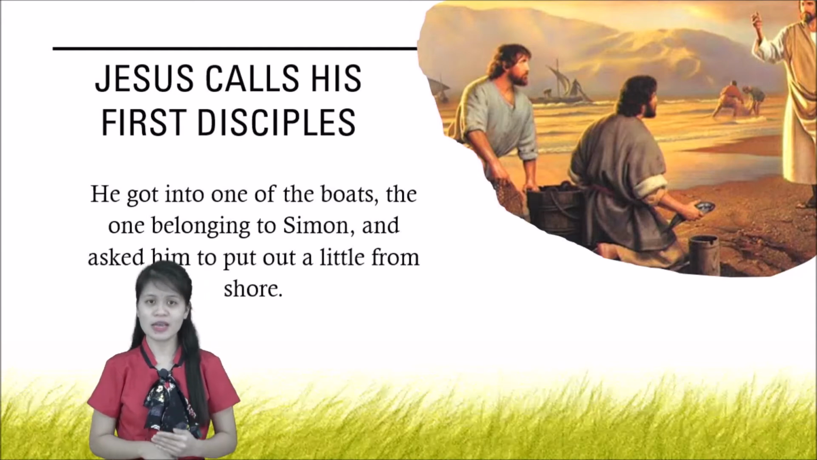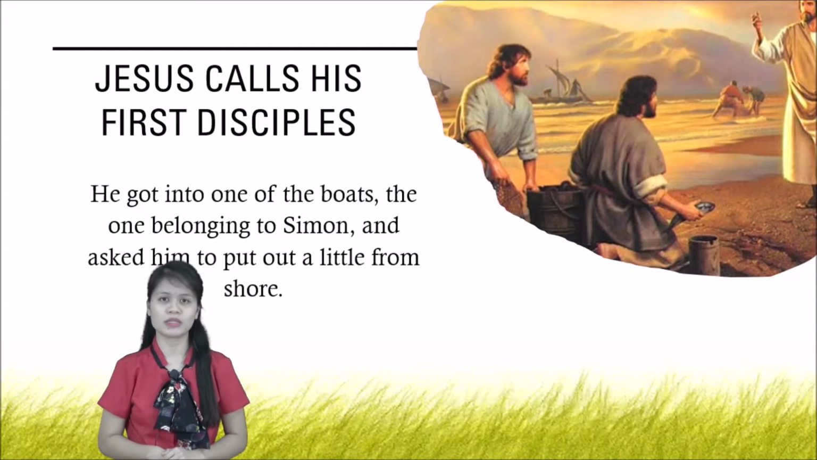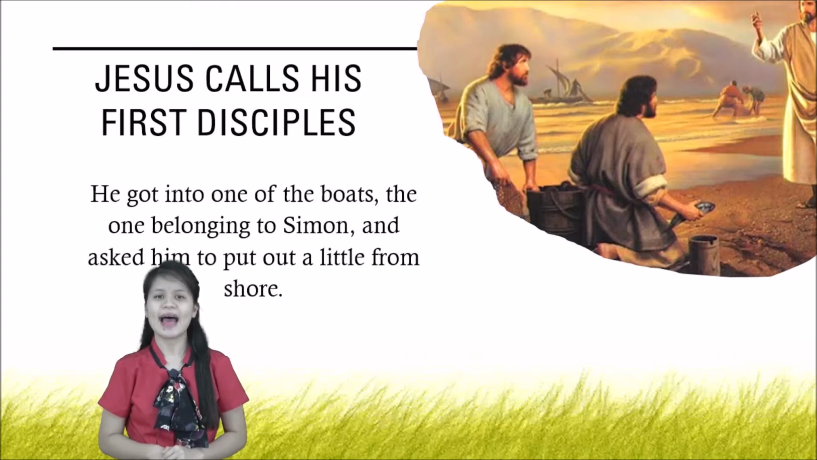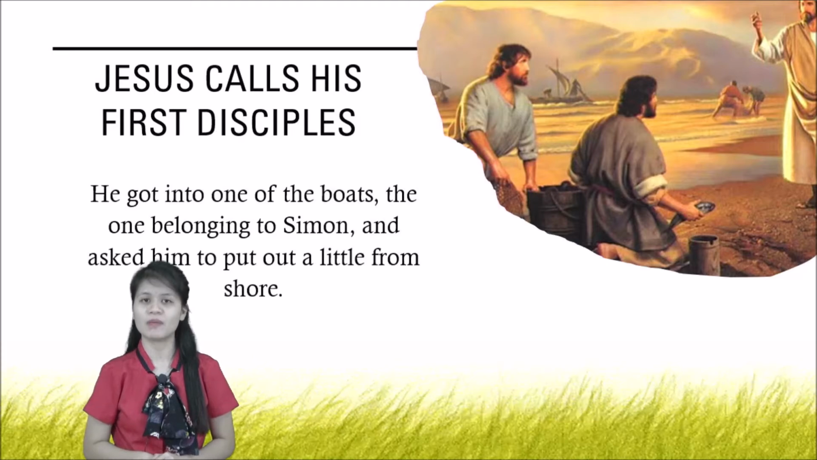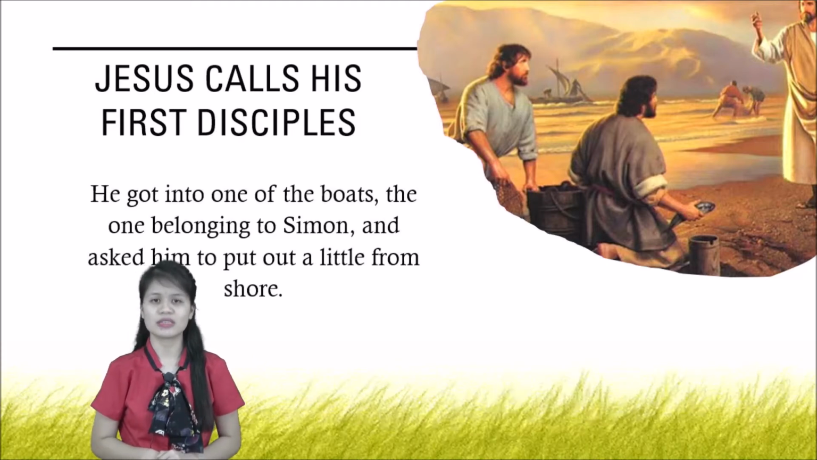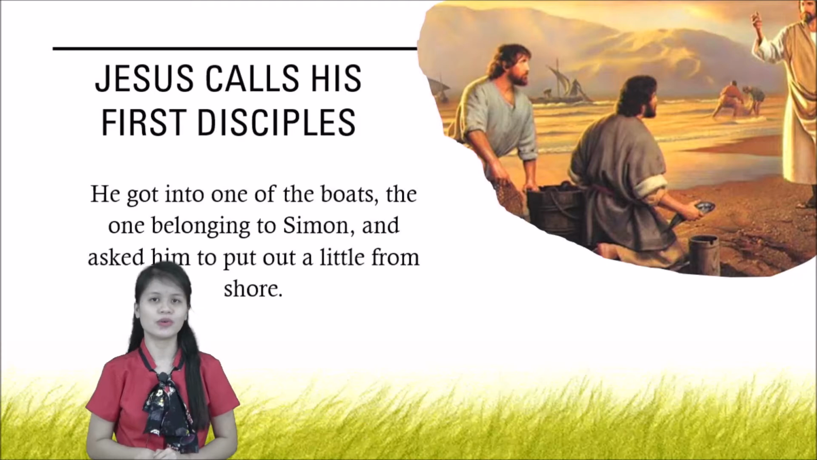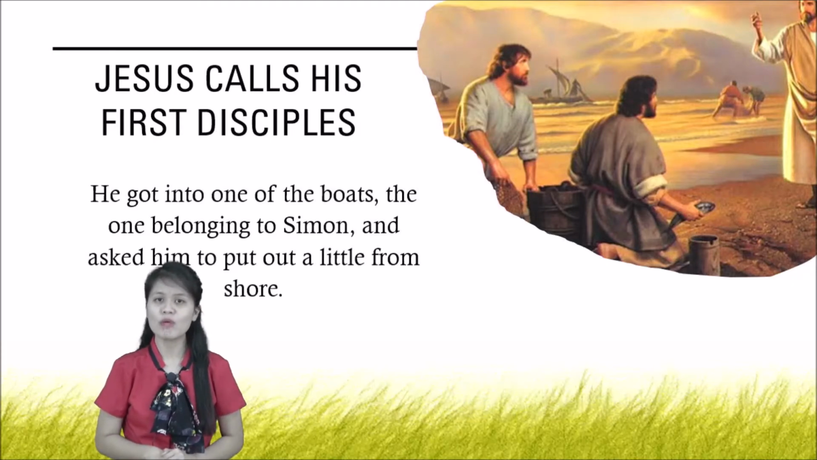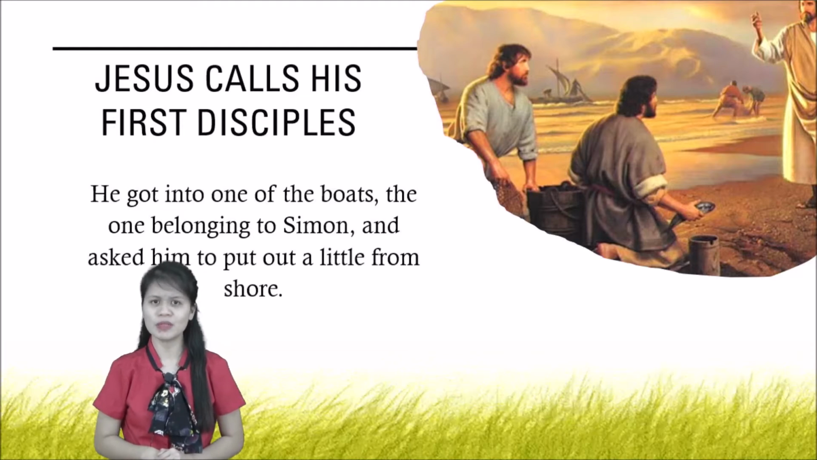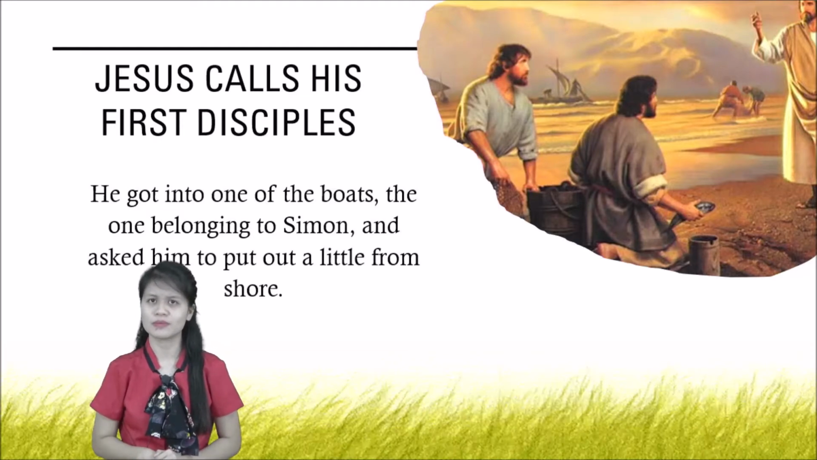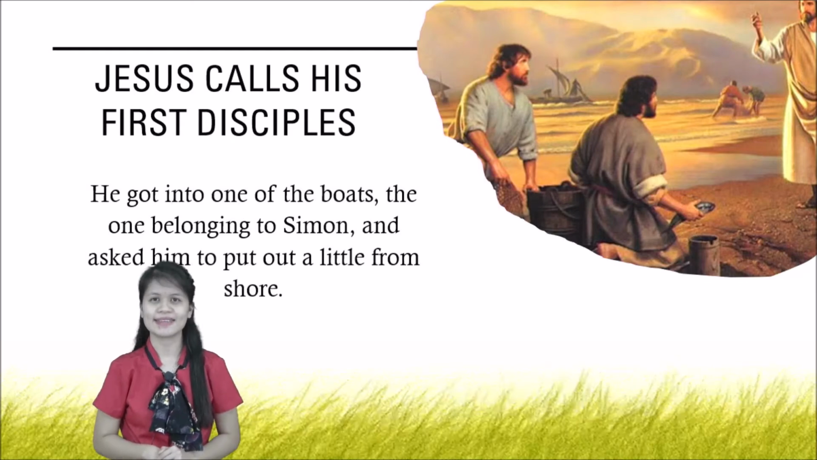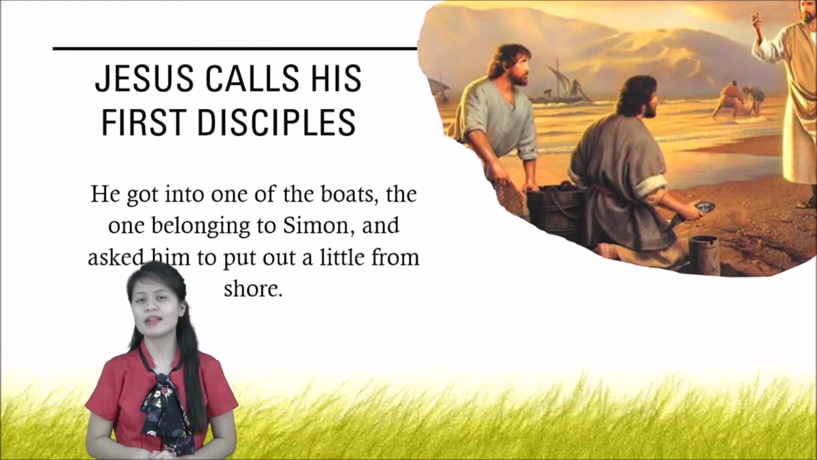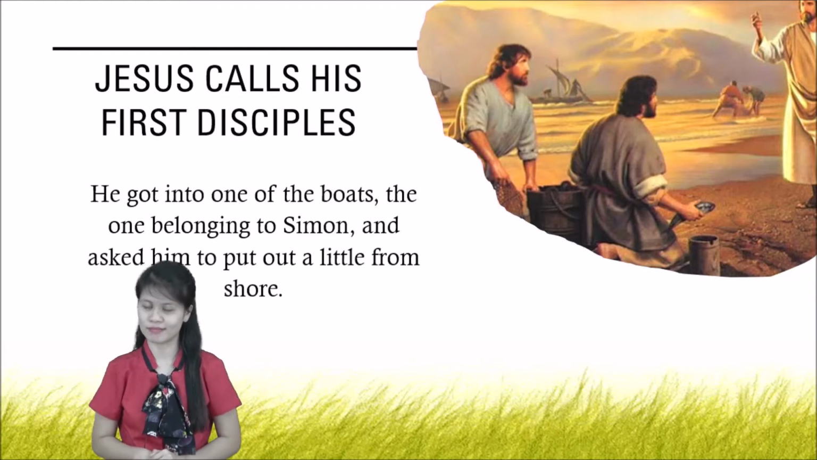Jesus got into one of the boats, the one belonging to Simon, and asked him to put out a little from shore. So Jesus rode one of the boats of the fishermen. And to whom is that boat? Who does that boat belong to? It's from Simon. And Jesus is asking him to put it a little far from the shore.